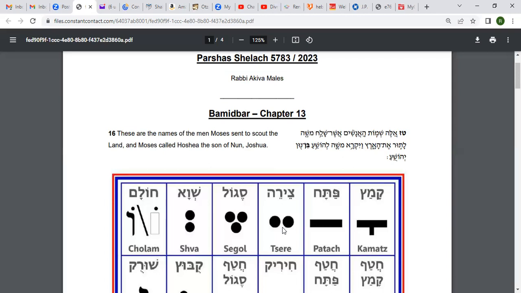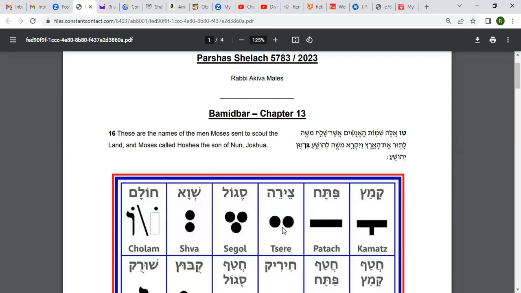Now, when I ask you, who were the 2 heroes? Who were the 2 spies who remained faithful to Moshe and to Hashem? We'll all say Yehoshua and Kalev. Let's see how the pasuk refers to Yehoshua. So we're on the top source. It's Perek Yud Gimel, that's chapter 13. Pasuk Tes Zayin, that's verse 16. Eleh shemos anashim.